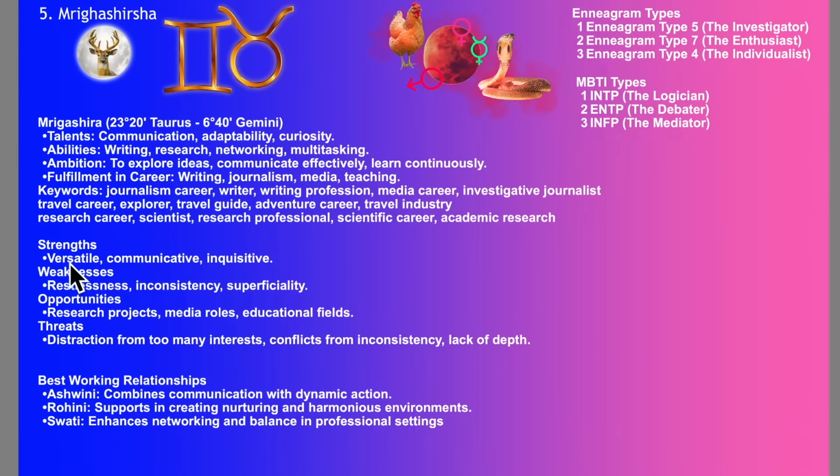Let's do some SWOT analysis: strengths, weaknesses, opportunities and threats for the Mrigashira. Strength being they are versatile, they are communicative, and they are inquisitive people, very curious people. The childlike curiosity of Gemini starts with Mrigashira. Because this seems to be like a phase of life where it's a young child, always full of questions. That's Mrigashira. Weaknesses is restlessness, inconsistency, and superficiality.